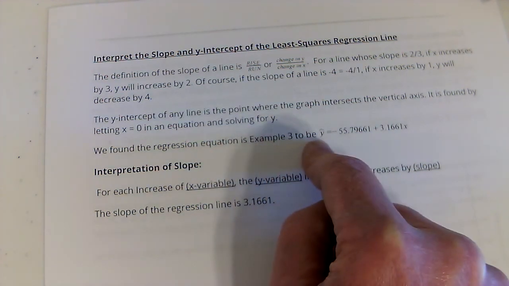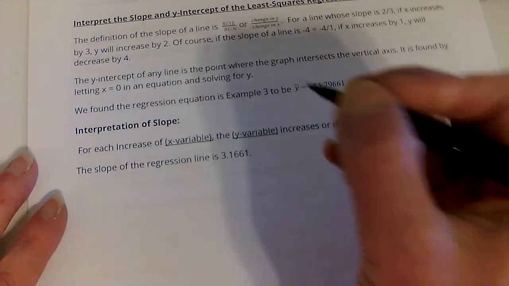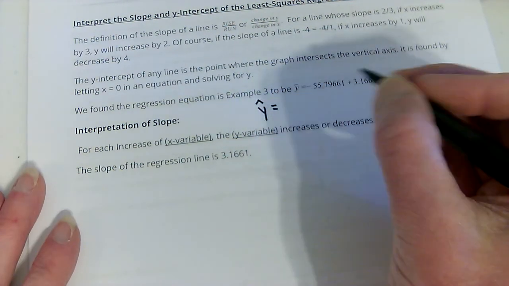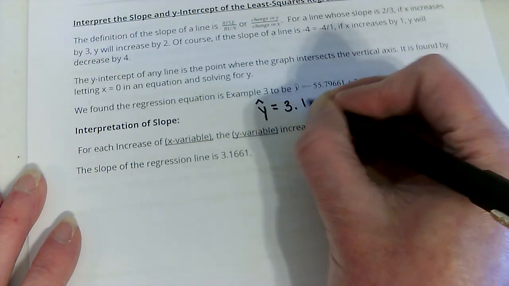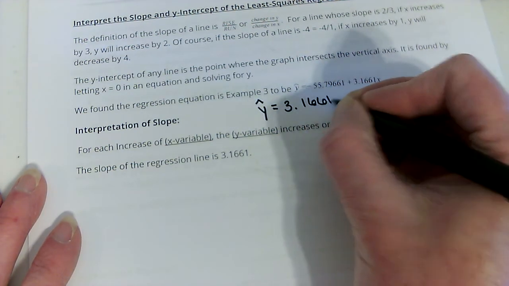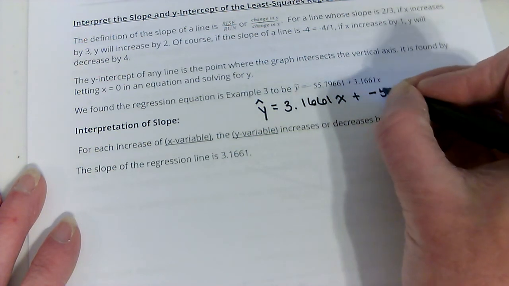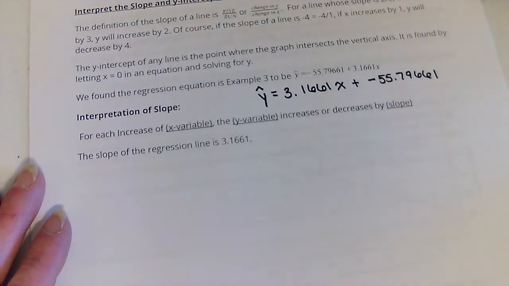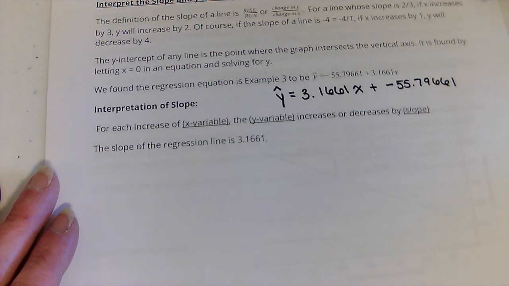So here was the regression line. I'm going to write it a little differently than what the textbook has. So ours would have been y hat equals, if we write it like ax plus b, 3.1661x plus our b was negative 55.79661. Okay, so the slope is the coefficient of x.